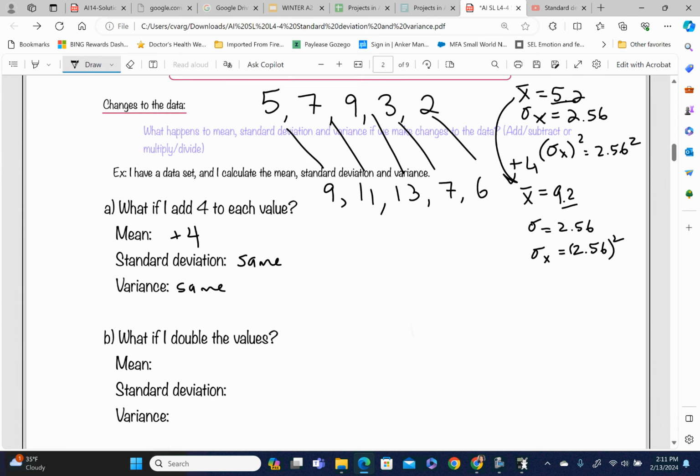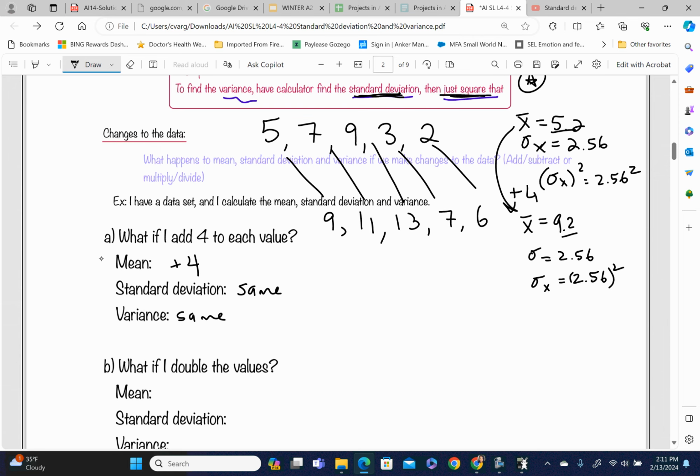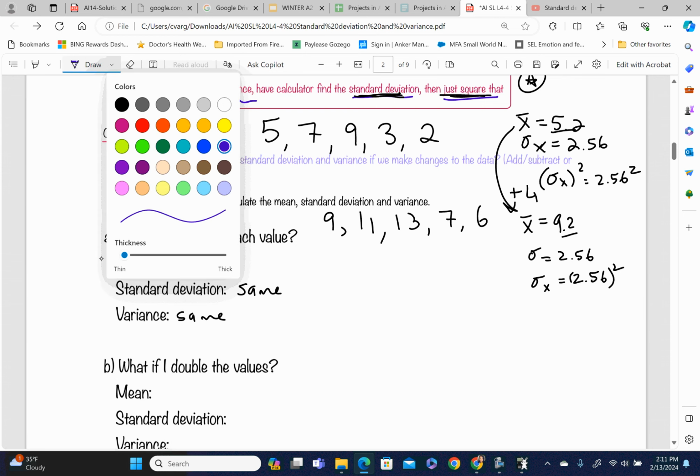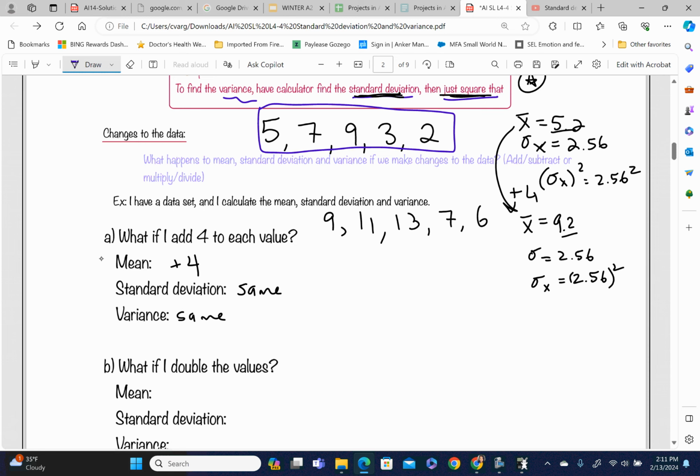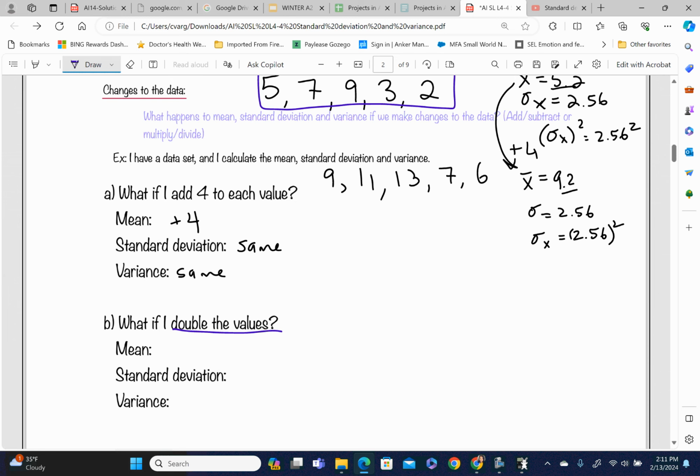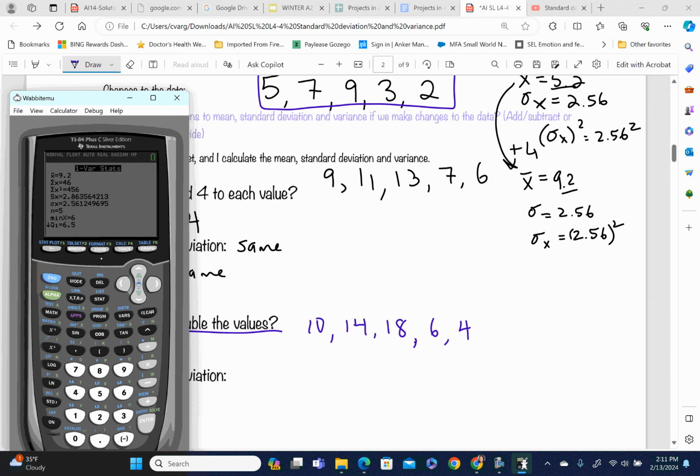Okay, all right. So now I'm going to take each of the numbers, go back to my original. Let me do this in a different color so you can maybe see it a little bit better. So I'm going to take these numbers right here, and I'm going to double the values. So 5 doubled is 10, 7 doubled is 14, 9 doubled is 18, 3 doubled is 6, and 2 doubled is 4. So I'm going to go to my calculator again, go to stat, go to edit, and now I'm going to take these numbers and double them. So 5 doubled is 10, and so on and so forth.